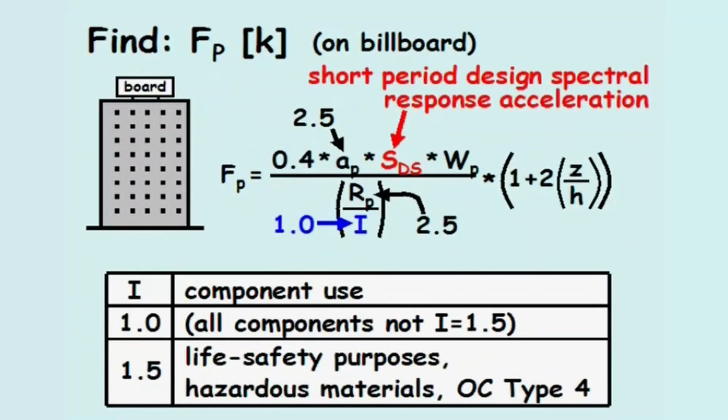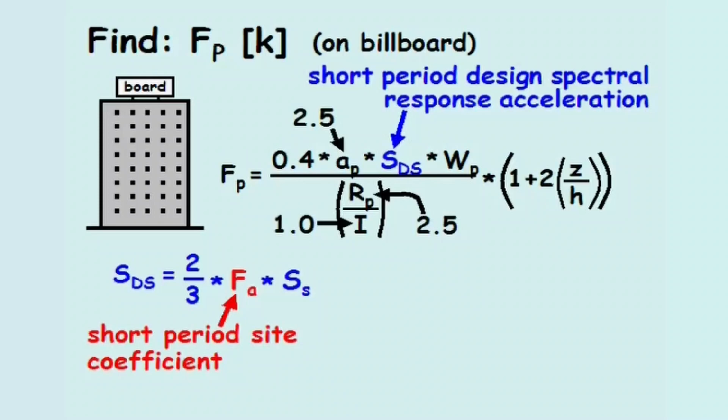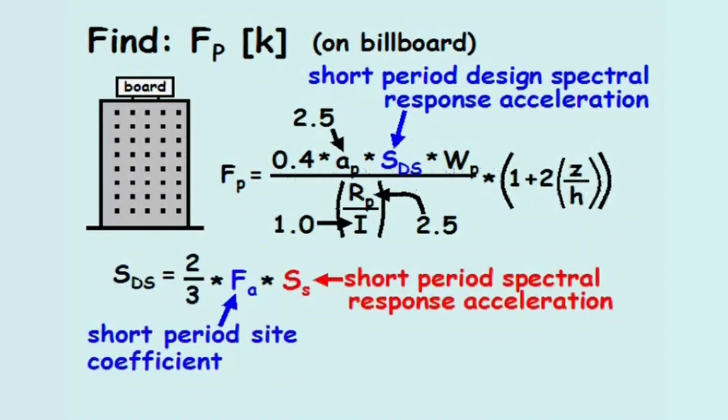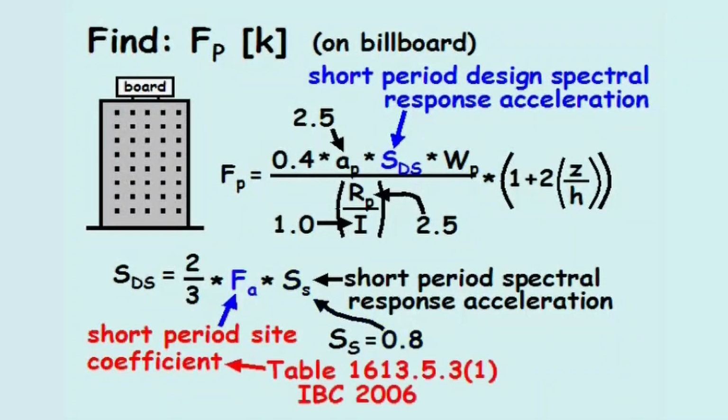The short period spectral response acceleration, SDS, equals 2/3 times the short period site coefficient, FA, times the short period spectral response acceleration, SS. The problem states that SS equals 0.8. The short period site coefficient is determined using table 1613.5.3, number 1 in the International Building Code of 2006, with knowledge of SS and the site class.